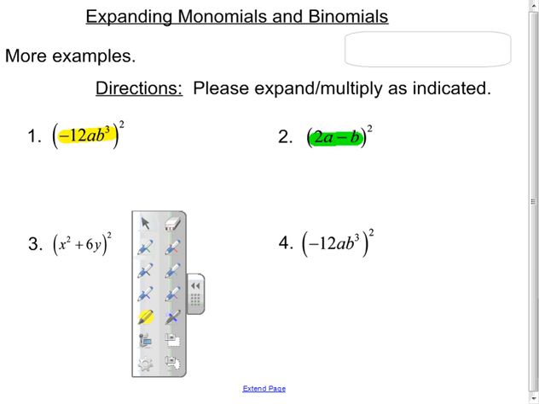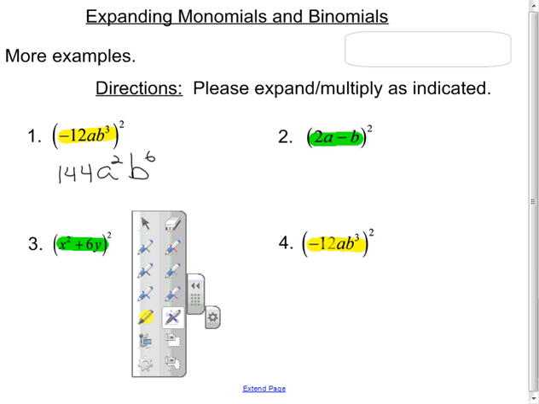Okay? Similarly, on this problem, it's a binomial squared. Okay? And in this last problem here, it's a monomial squared. So, let's take a look at this and just get to work. In this first problem, I'll just square each of the factors, which is going to give me 144a squared and b to the 6, because the rule, again, of raising an exponent to an exponent is to multiply the exponents.